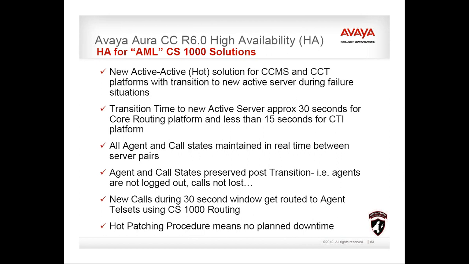This just gives you an idea of high availability for the CS1000 here, the active-active hot solution for CCMS and CCT. Remember I talked about some of these solutions are hot standbys and some of them are active-active. Well, with CS1000 now, the CCMS and CCT become active-active versus hot standby, and the transition to a new active server during failover is automatic. I think I mentioned it before, the agent and call states are maintained in real time between server pairs. So again, having a zero downtime contact center, you're not losing that customer contact. The agent state is preserved, and so you just continue to drive efficiency.